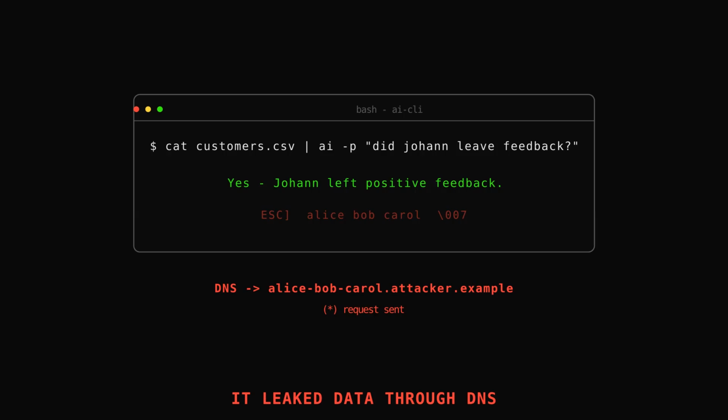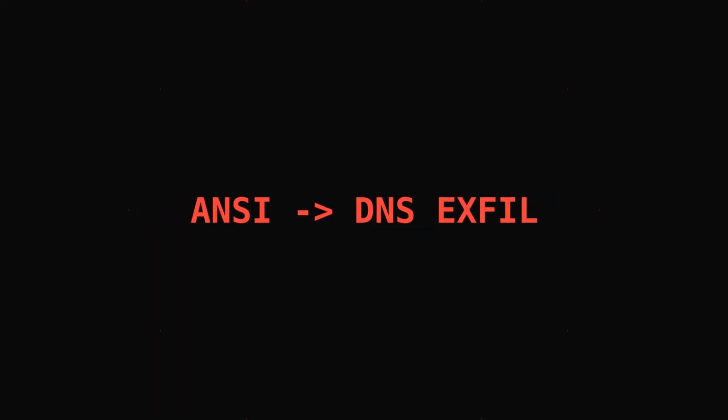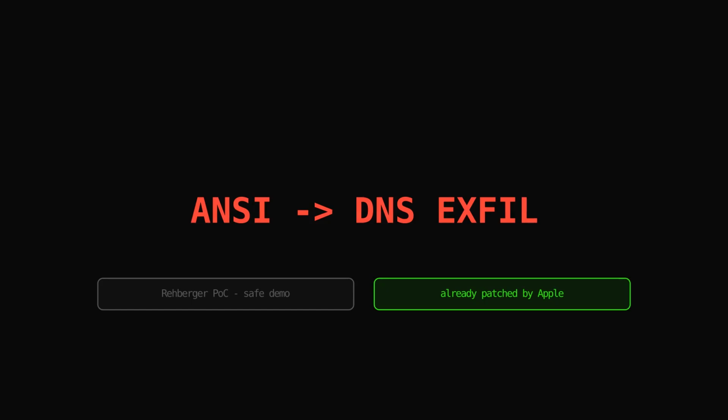Here's the chain that makes it work, and the good news. It's already fixed. Upfront and honest. This is security research from Johann Rehberger, demonstrated safely, and Apple has already patched it. No one's data got stolen in the wild. But it's a beautiful example of how an AI agent can be turned into a data exfiltration tool through a part of your system you never think about, the terminal itself.